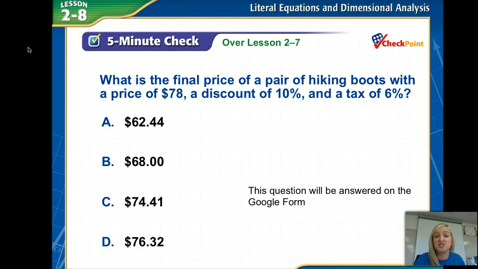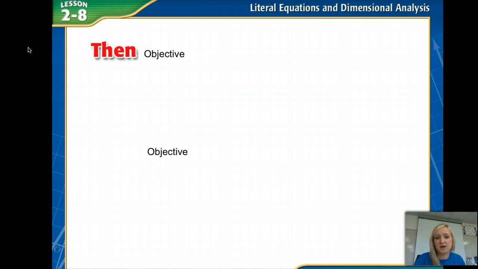We're actually going to start with a checkpoint. This is from lesson 2.7. What I want you to do is take a minute to solve this question. It is a discount and a tax problem. So remember how to do those, and then save your answer, and you are going to record it in the Google form at the very end of the lesson. All right, let's get started.